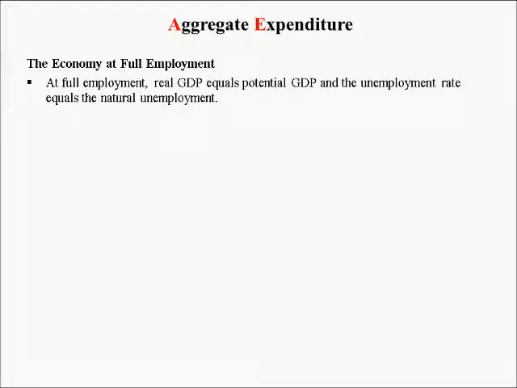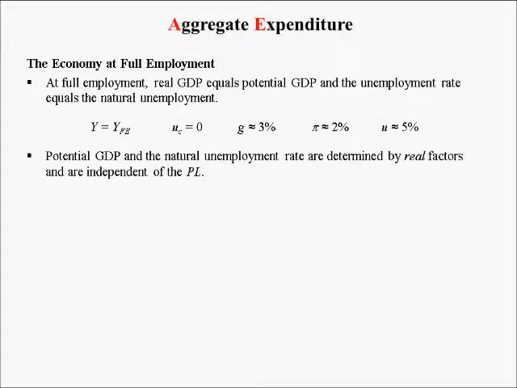At full employment, real GDP equals potential GDP, and the unemployment rate equals the natural rate. Y is real GDP, Y subscript FE is full employment or potential GDP. UC is cyclical unemployment and is equal to 0. Economic growth is 3 to 4%. The inflation rate is 2%, and overall unemployment is 5%.